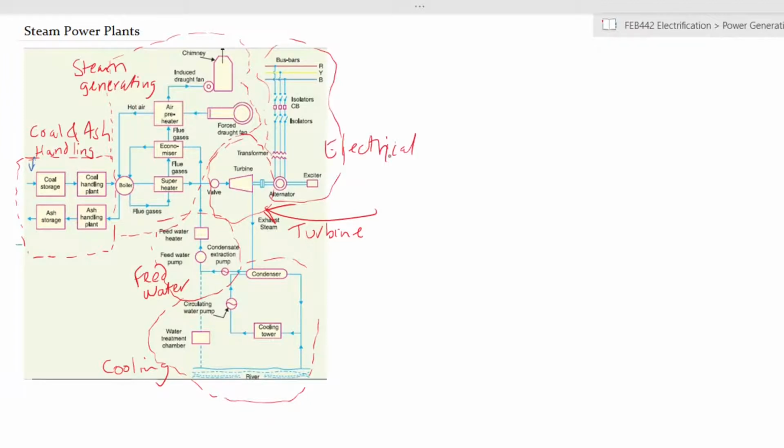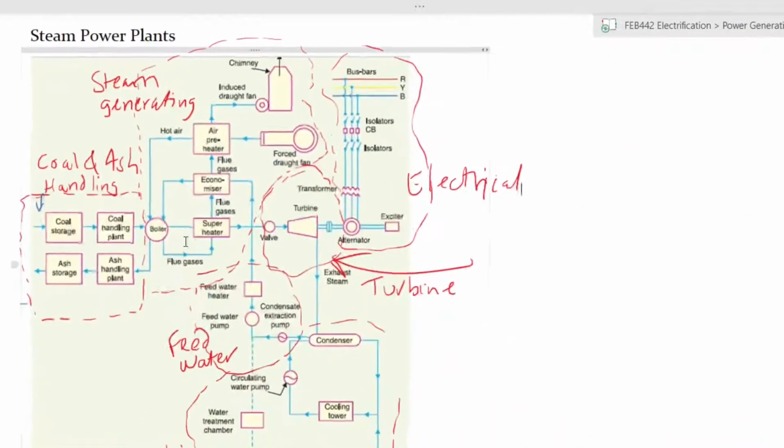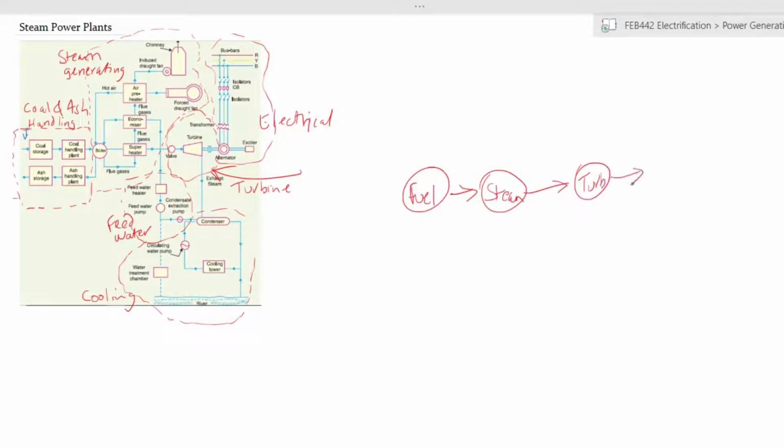So let's look at what we are doing here. These kinds of power plants, steam power plants, essentially make use of steam to generate power. So you have some kind of fuel which is used to generate steam, which is then used to turn a turbine, which is then used to turn what we call an alternator or the generator itself.